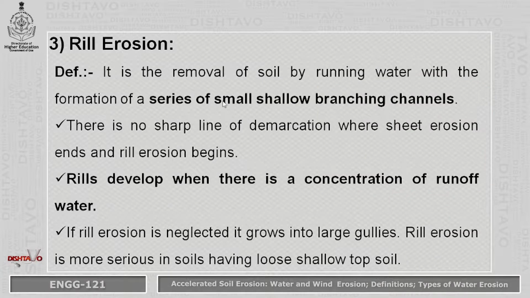The third type of water erosion is rill erosion. It is the removal of soil by running water with the formation of a series of small shallow branching channels. Instead of a sheet, small branching channels are formed, and these channels are called rills. Rills develop when there is a concentration of runoff water. If rill erosion is neglected, large gullies form, and that erosion will not be recovered even after normal farm tillage practices.